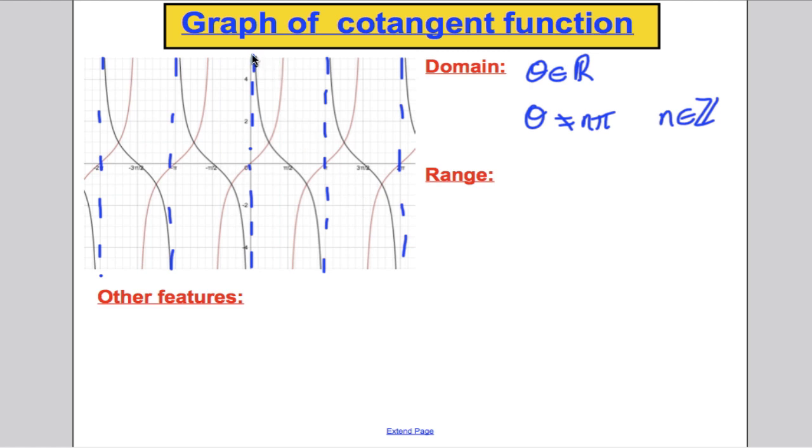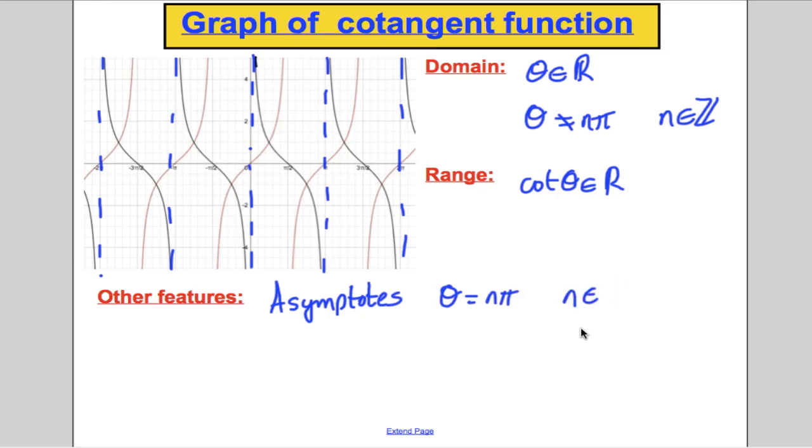What's the range of the function? Well, the y values the function takes, so anything from infinity down to 0, down to negative infinity. So actually, cot theta is simply a member of the reals. It can take any value. And what are the other features about the graph? Well, we've already mentioned the asymptotes. The asymptotes are the values where the function tends towards infinity and minus infinity, and that's theta equal to n pi, where n is a member of the integers.